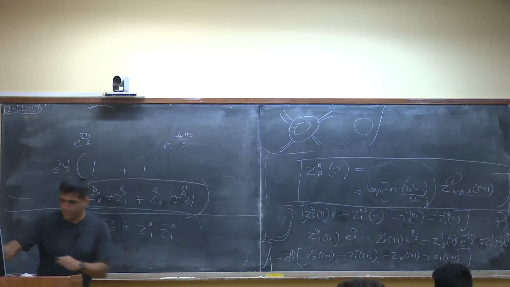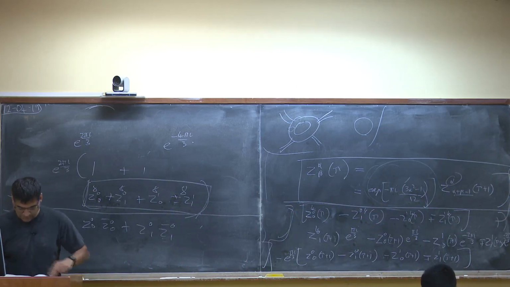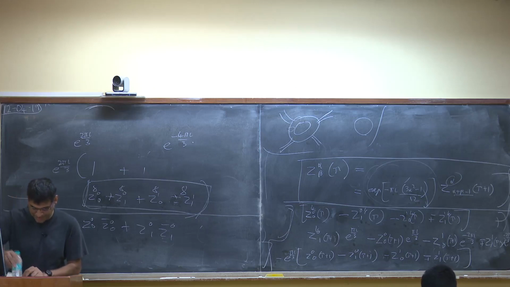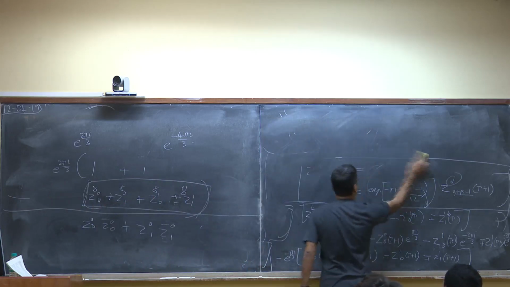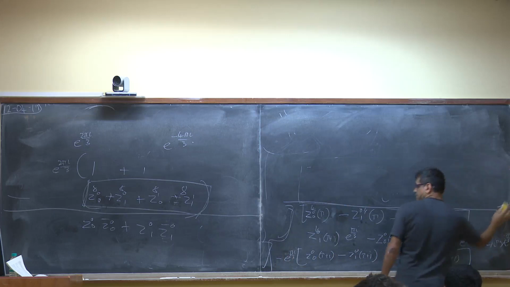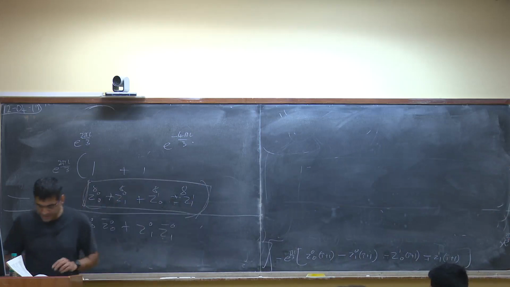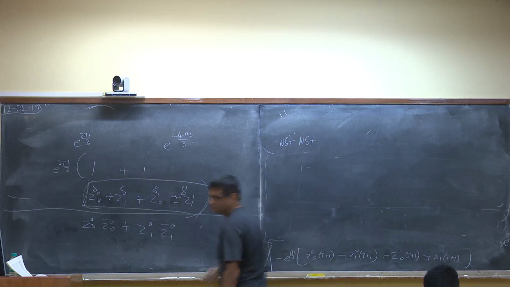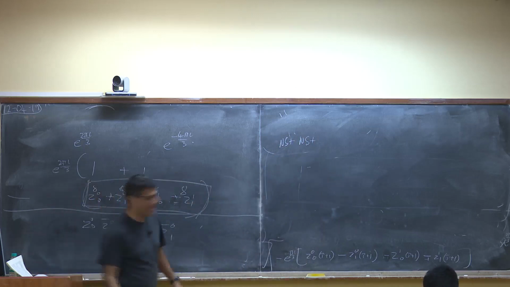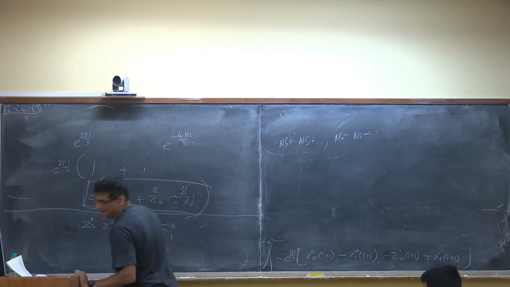Let me show you this more carefully since the question has come up. Let's remind ourselves what the spectrum of the type 0 theory was. Let's take, for instance, type 0B theory. In type 0B theory, our spectrum was NS plus, NS plus; NS minus, NS minus; R plus, R plus; R minus, R minus.